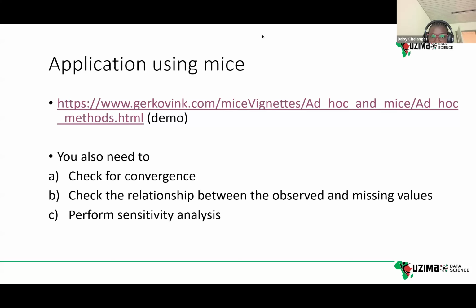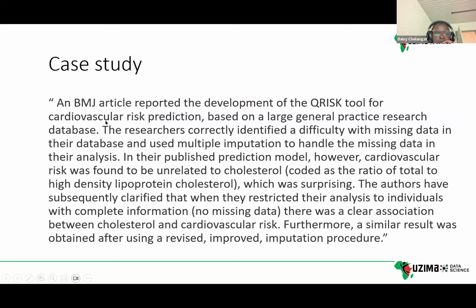So as I finish, there is a certain case study people were using. Let me just share. Okay. So there is a BMJ article that reported the development of a Q-risk tool for cardiovascular risk prediction based on a large general practice research database. And the researchers correctly identified a difficulty with missing data in their database. And then they used multiple imputation to handle the missing data in their analysis.